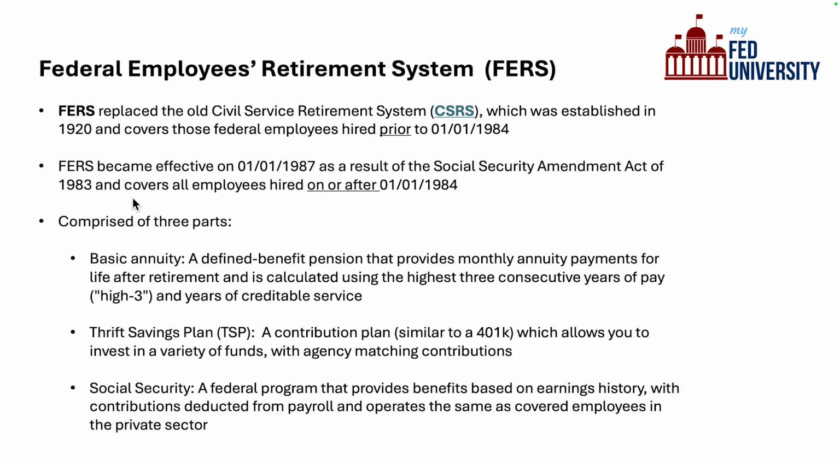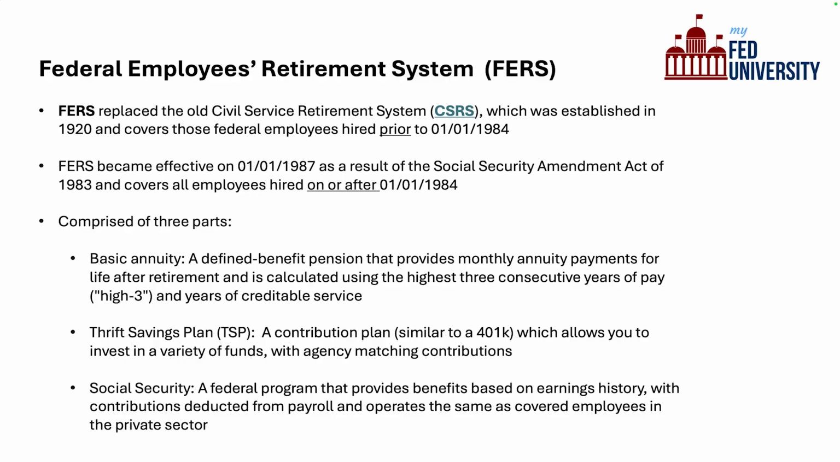For those of you who have been in the government for a while, you'll probably remember the old Civil Service Retirement System, or the CSRS, which was established in the 1920s, and it covered those federal employees that were hired prior to January 1st, 1984. So it went back a ways. Well, FERS replaced that. FERS became effective on January 1st, 1987, as a result of the Social Security Amendments Act of 1983, and it covers all employees hired on or after January 1st, 1984.